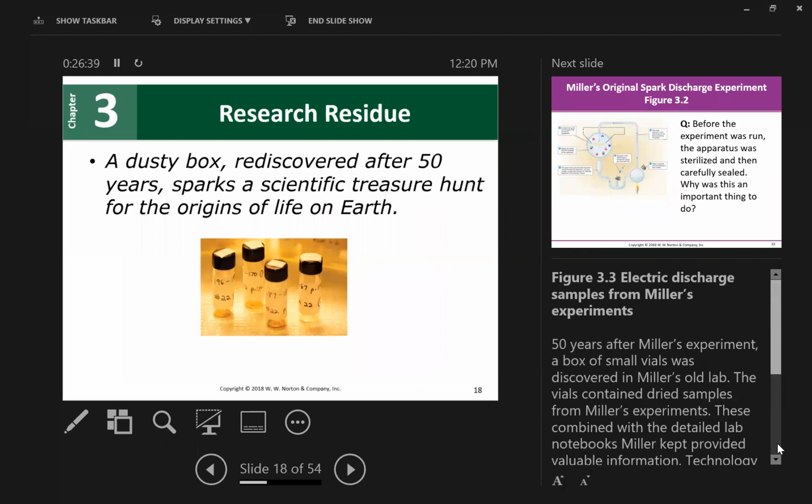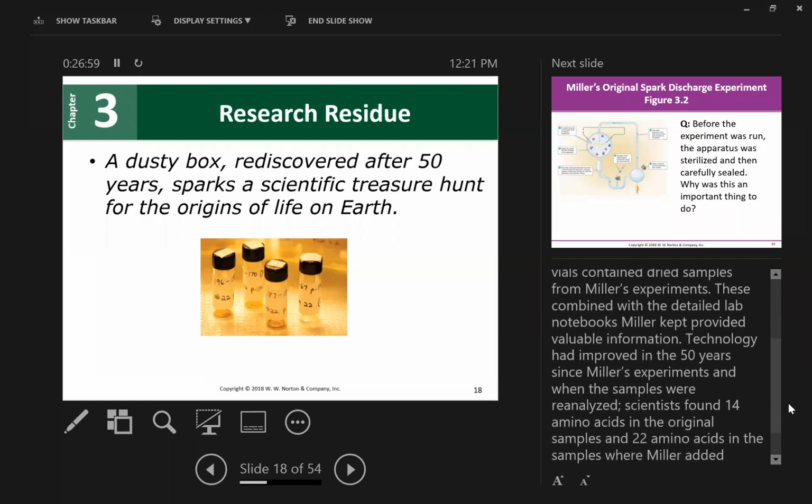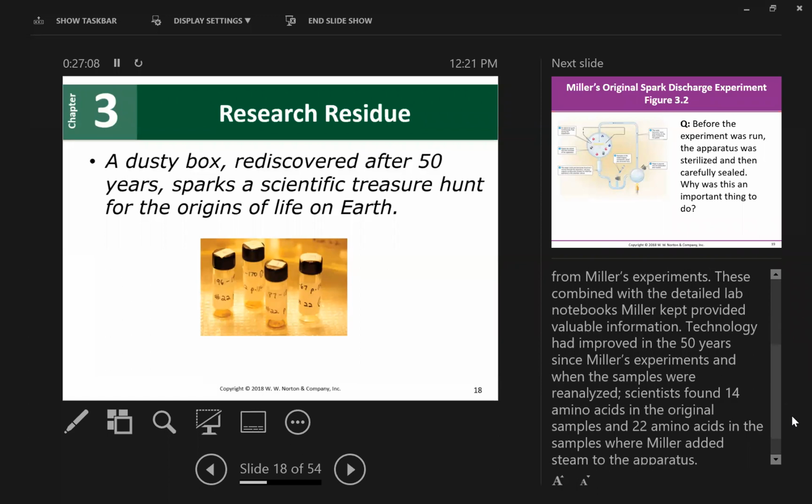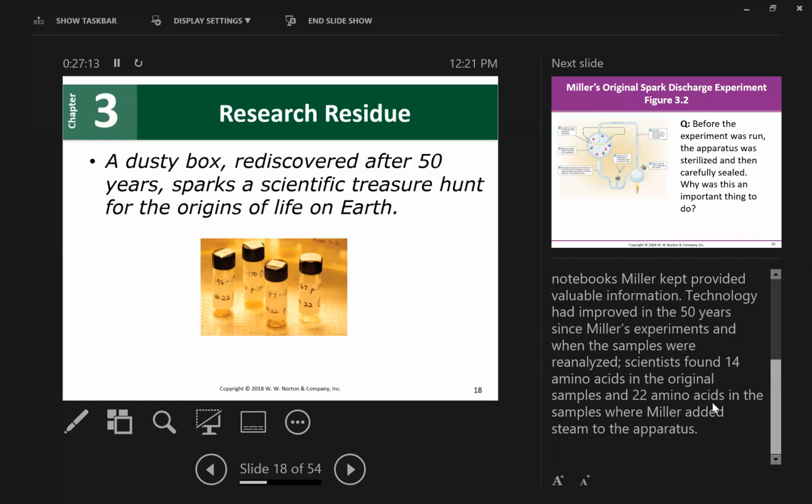50 years after Miller's experiment, there was a box of vials that was discovered in his old lab. The vials contained dried samples from Miller's experiments. These, combined with other detailed lab notes that Miller kept, provided valuable information. Technology has improved in 50 years since Miller's experiment, and when the samples were reanalyzed, scientists found 14 amino acids in the original samples and 22 amino acids in the samples where Miller added steam to the apparatus.